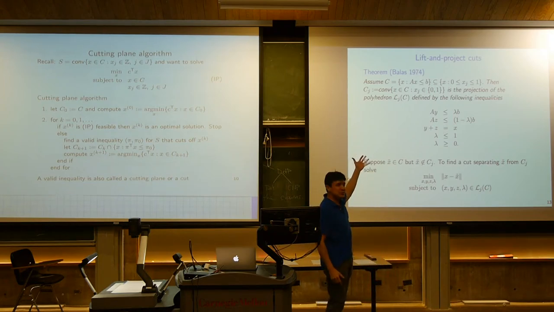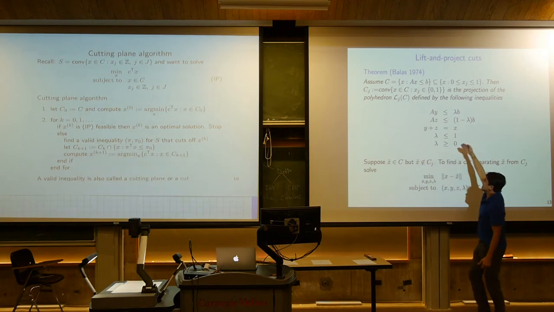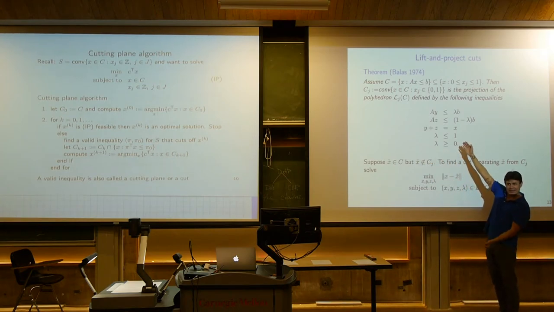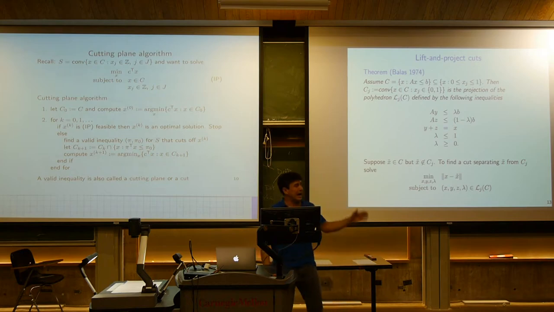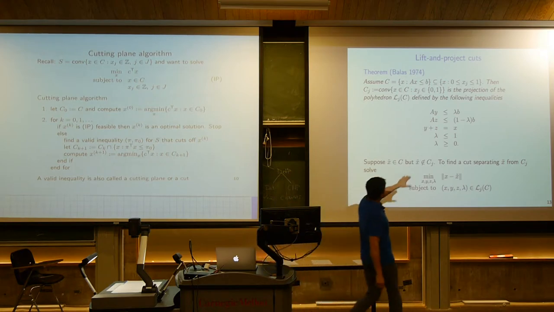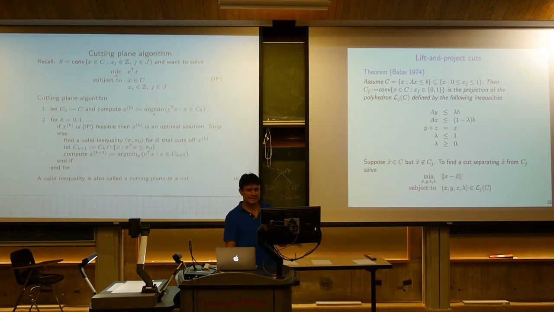It turns out, and this is a very, very clever idea, that you can express the polyhedron C_j as the projection of a higher dimensional polyhedron. So if you construct this bigger polyhedron in higher dimensions and you project, then you get back C_j, okay? And this theorem in turn gives a way, if you have a point that is not in C_j, to generate cuts that cut off that point and that are valid for C_j. So this is a little more elaborate type of getting cuts for binary integer programs.